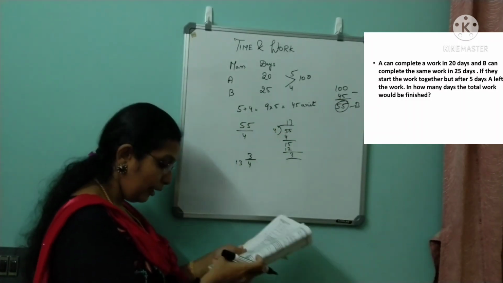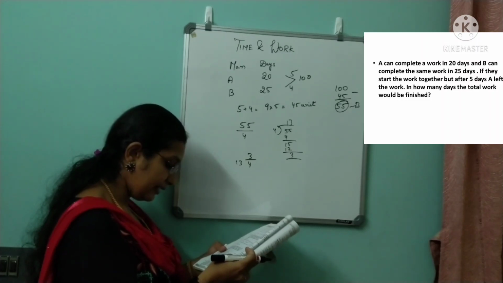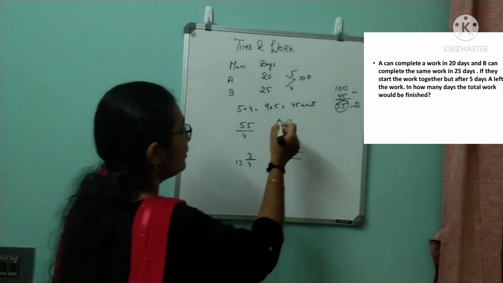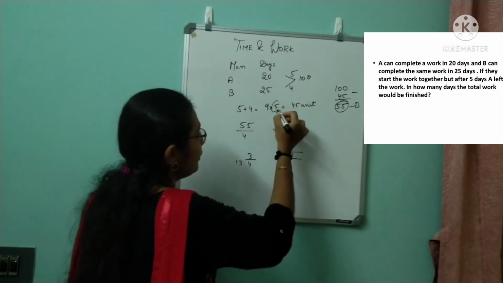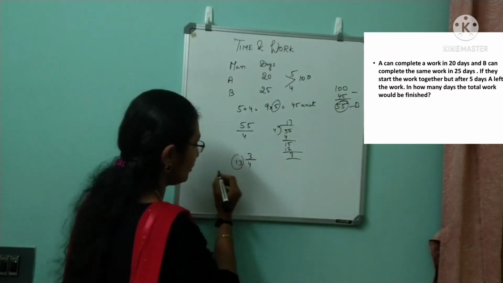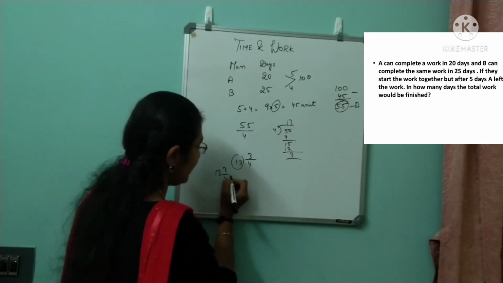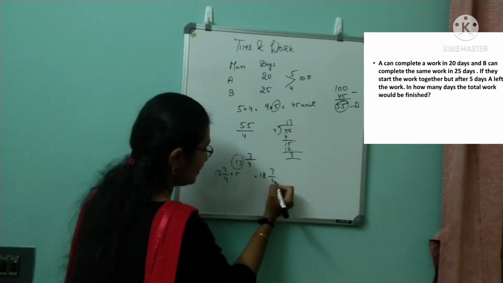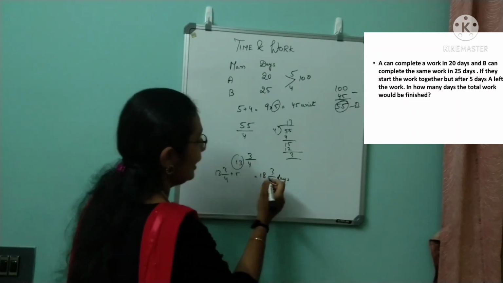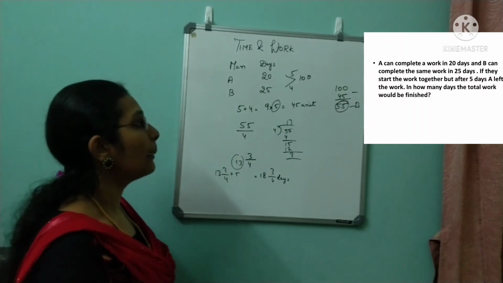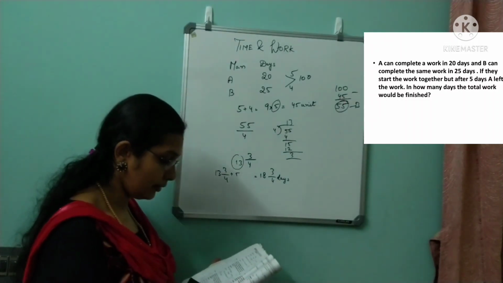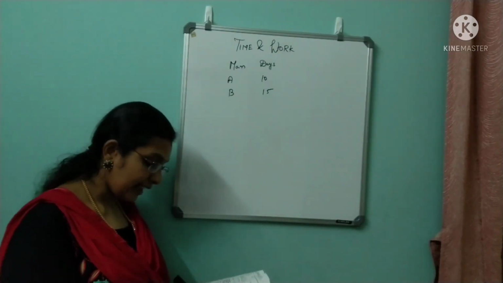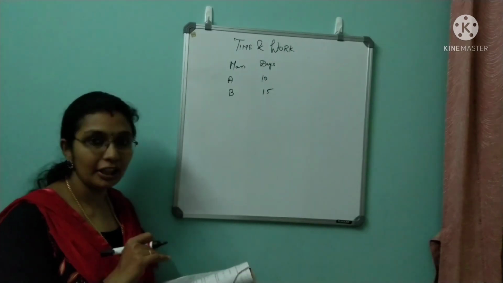So they are asking how many total days they will take to complete the work. So previously they took 5 days, right? 5 days and now 13 3 by 4. So 13 3 by 4 plus 5 days is 18 3 by 4 days, right? So they will take 18 3 by 4 days to complete the work of 100 units. Clear? So here is our last question, okay, quite similar to the previous one.